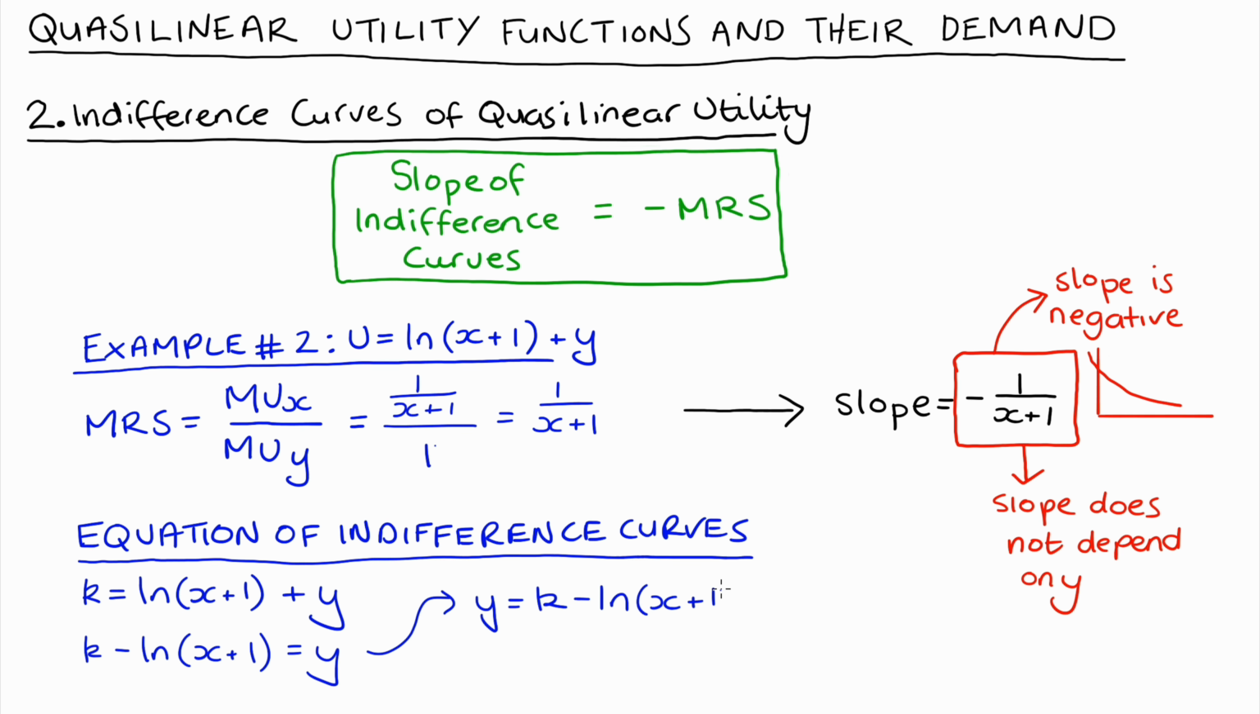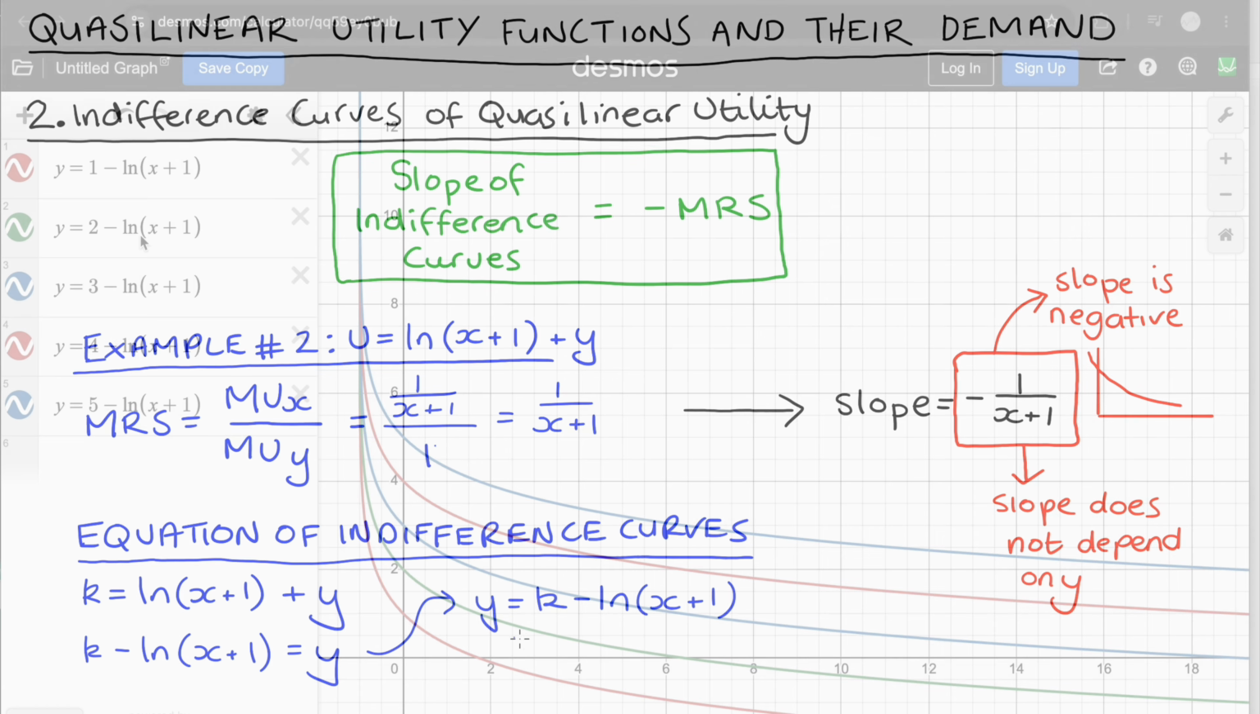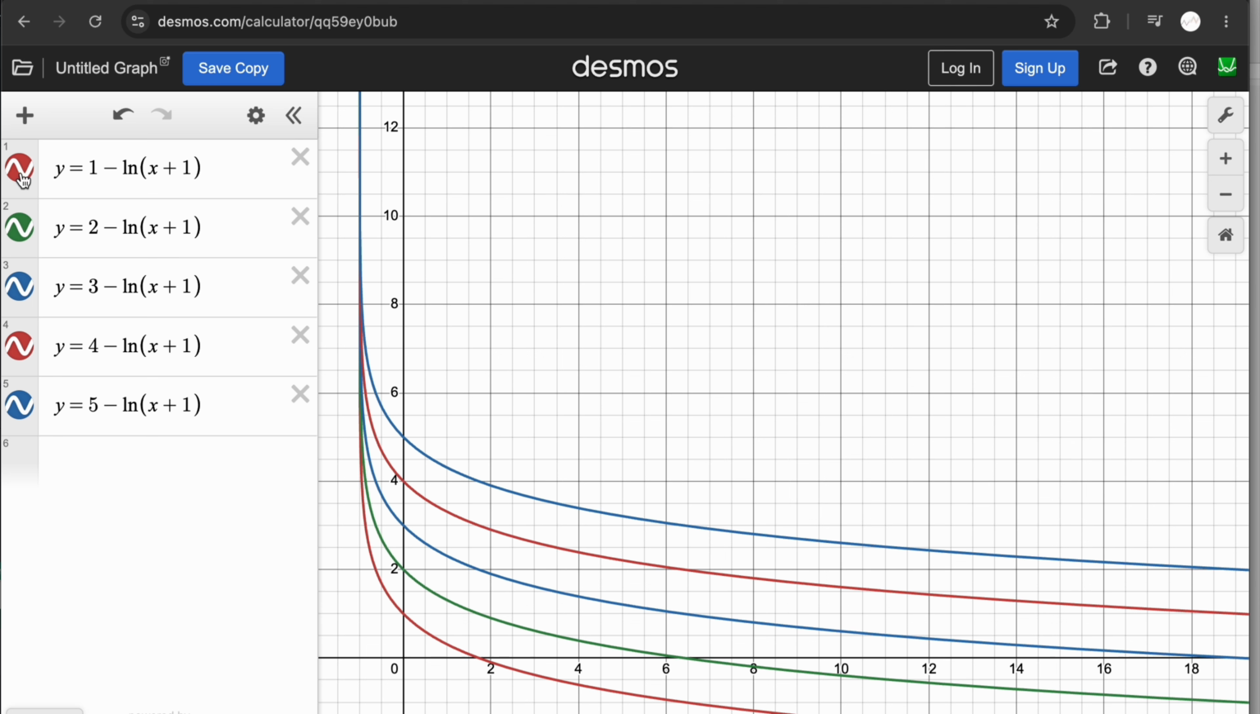We can set k to whatever amount of utility that we want. So let's go back to that Desmos site, and you can see here I've drawn a few of these indifference curves. I've set k equal to 1, 2, 3, 4, and 5. We get something that's very, very similar to example number 1, except one insight that I can see straight away is that these indifference curves cross both our x and y axes.